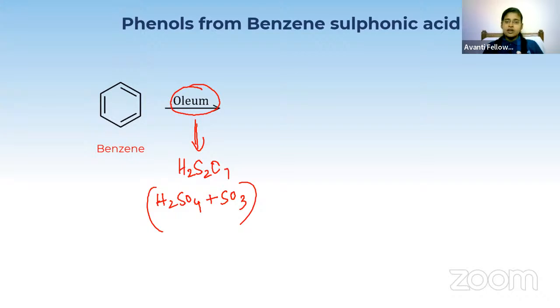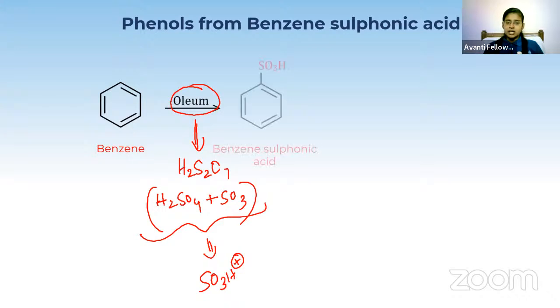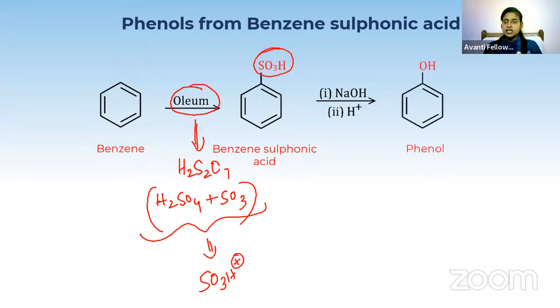From this reagent, we will get an electrophile and that electrophile is SO3H plus. This SO3H plus will go and get substituted in the benzene ring and give benzene sulfonic acid as a product. Now this has to be treated with the base and then with an acid so that the SO3H gets replaced by the OH. Got it? Very simple and easy. This is the second method of preparation.